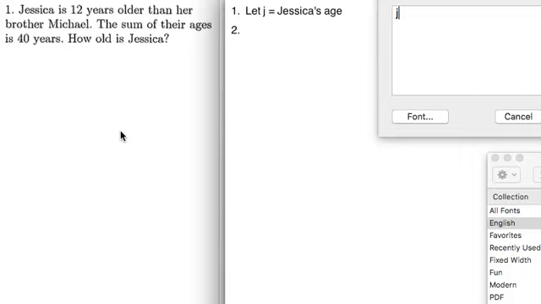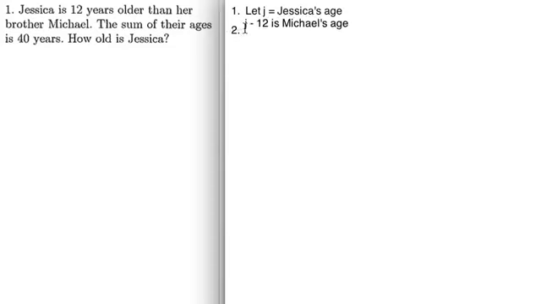A lot of students have trouble right here because they want to do something like, is that like J divided by 12 or 12 times J or something like that? The right one here is J minus 12 is Michael's age. And if you're saying to yourself, well, I'm not sure I'd be able to come up with that on my own on a test, say to yourself, let me pretend I actually knew what Jessica's age was.